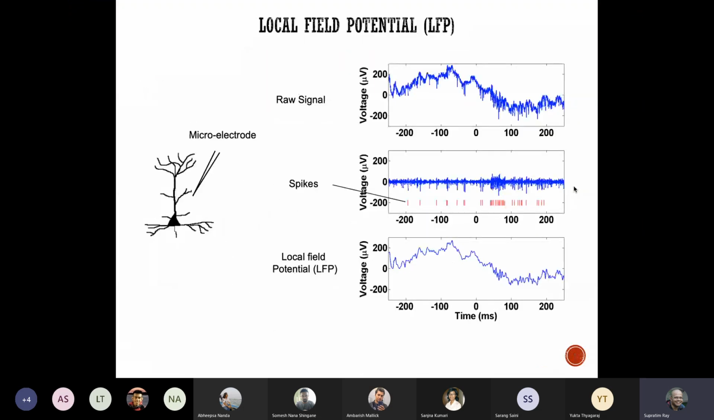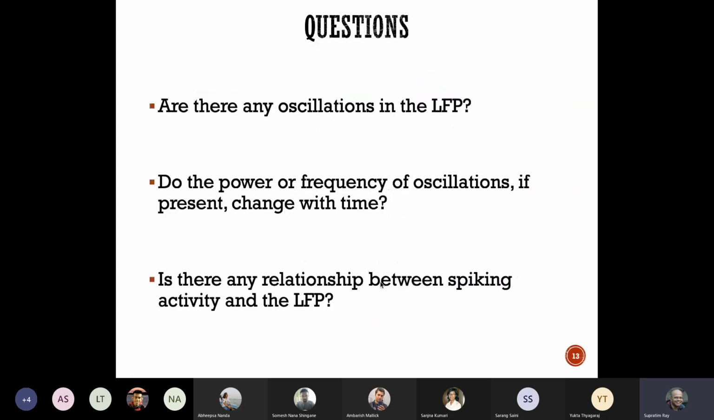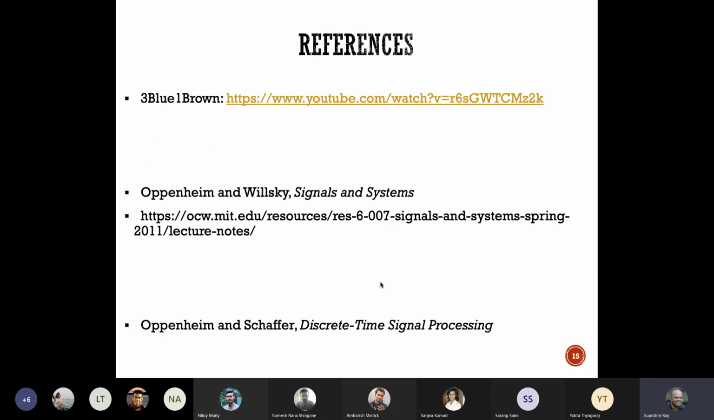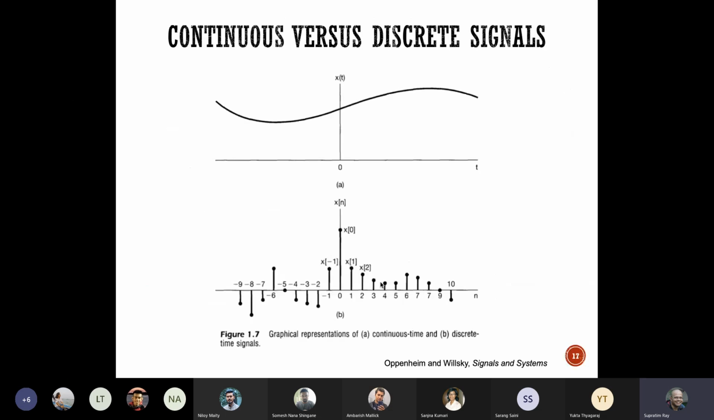So we looked at the LFP data, which is the low frequency component of the raw signal. And here's the evoked response. And we asked these questions. And in the last two classes, we have talked about the delta function and the convolution operation, which are sort of like the building blocks that are needed to answer some of the questions that we have asked. So, yeah, we will start the Fourier analysis today formally.